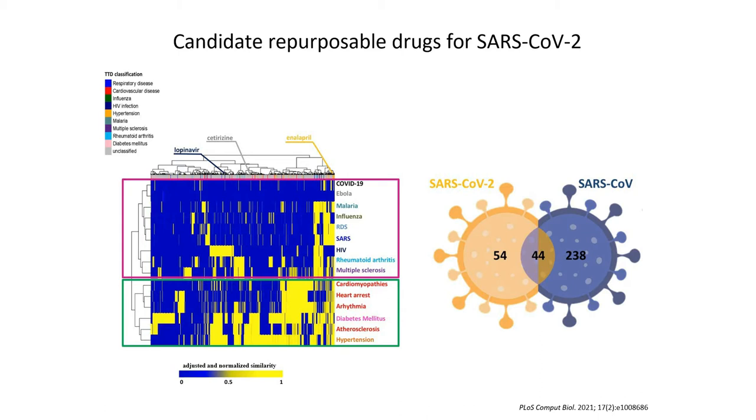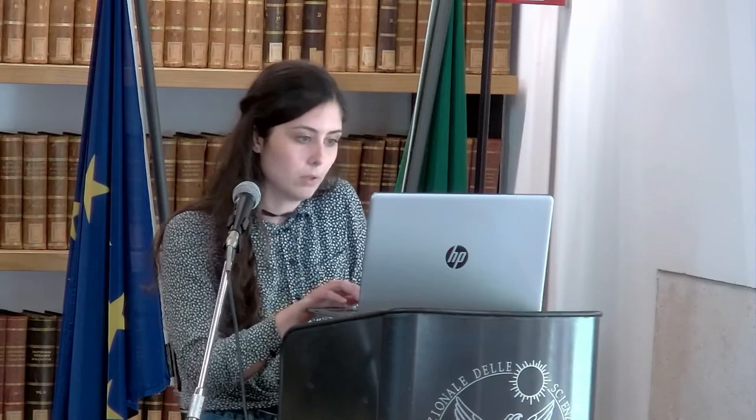other viral infections that are separated from the cardiovascular ones, for which the algorithm predicts 100 drugs, of which 50% are also shared with SARS-CoV. And also some specific ones like lopinavir or cetirizine that were then tested in clinical trials, so affirming SafeRunner as a good framework for repurposing drugs.